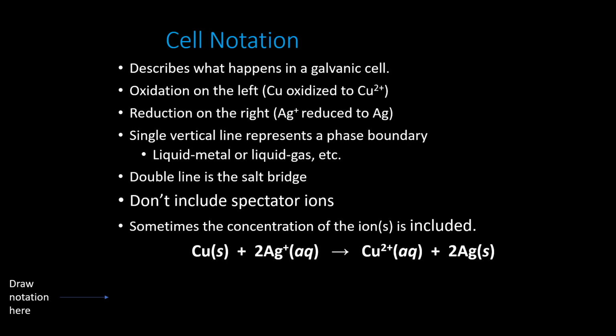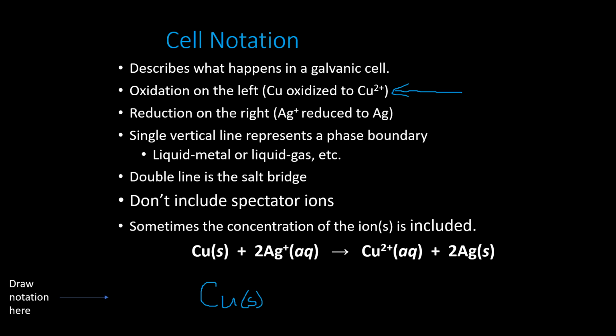Okay, so cell notation. Let's look at the way this works. I'm going to try to draw it out for you as we go here. It's kind of a shorthand for what happens. So we're going to put our oxidation on the left. Let's see, what does this first piece here say? It says copper. So I'm going to start with my copper, and I do want to put states. So we're going to say it's a solid. Okay, cool.